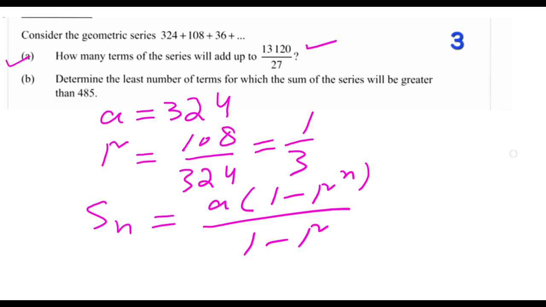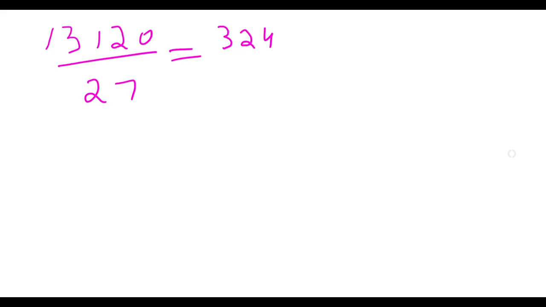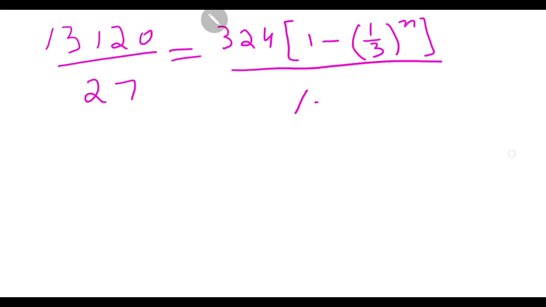So Sn is equal to 13,120 over 27. So 13,120 over 27 is equal to the first term, 324, times the bracket 1 minus r, which is 1 over 3, the ratio, power n, which we need to find, we don't know the n, bracket close, over 1 minus 1 over 3. My subject of the formula is n, so I need to solve for n here.